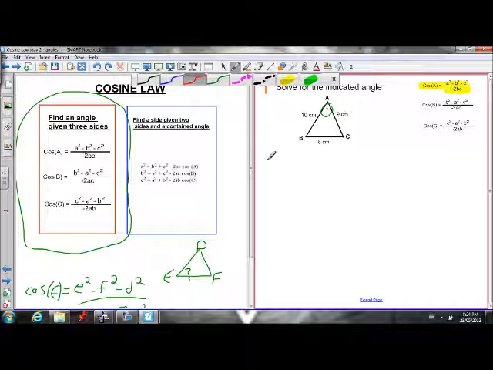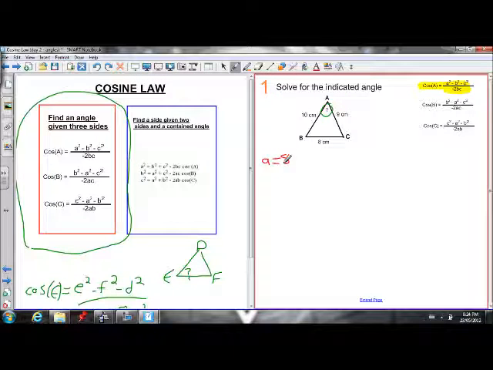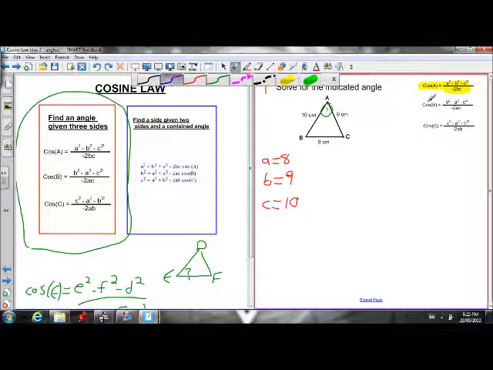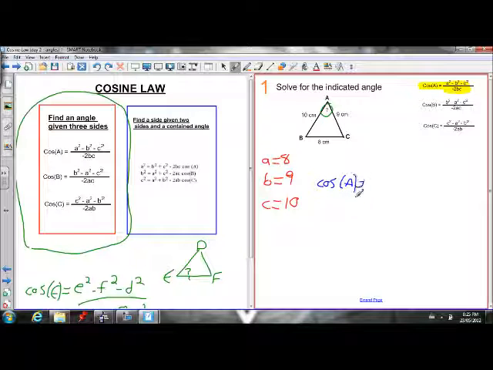So first of all, let's write down what I'm given. I'm given side A, which is 8. Side A is across from angle A. I'm given side B, which is across from angle B, which is 9. And I'm given side C, which is across from angle C, which is 10. Okay, plug everything I know into this equation. I want to solve for angle A, so I don't know angle A yet. So cos of A is equal to A squared minus the squares of the other two sides, minus 9 squared minus 10 squared, all over -2 times the product of those other two sides, 9 and 10.